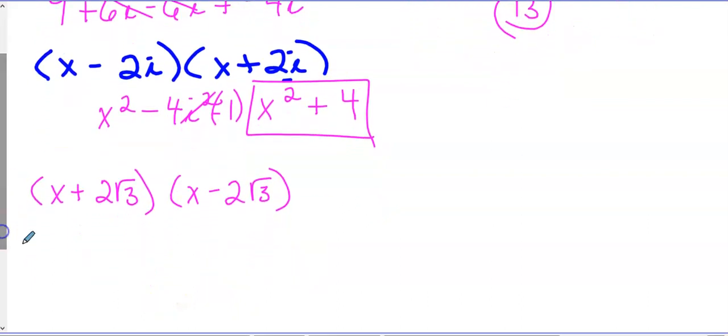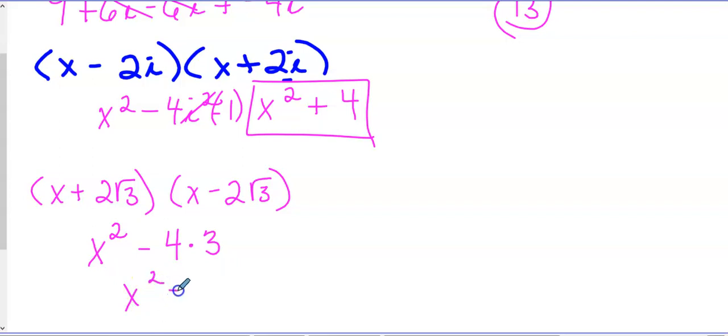All right, let's look at one more. So we would do the first terms, square that, and then it would be minus, this is going to be 2 squared, which is 4, times root 3 squared, which is 3.